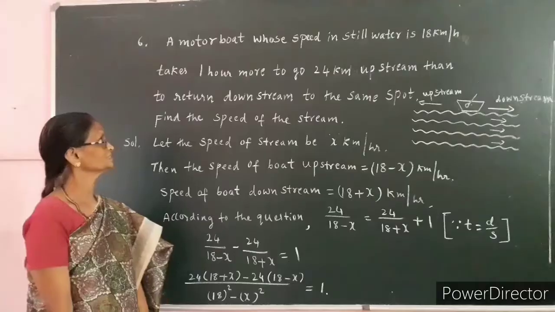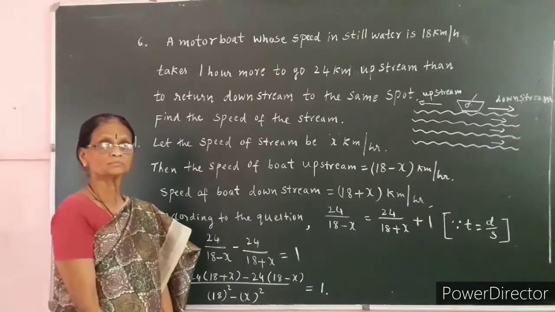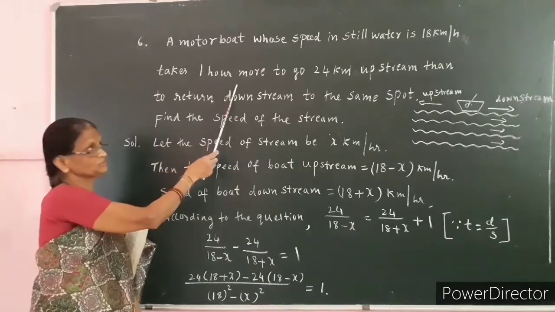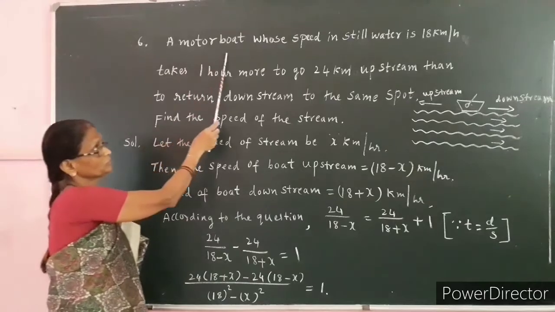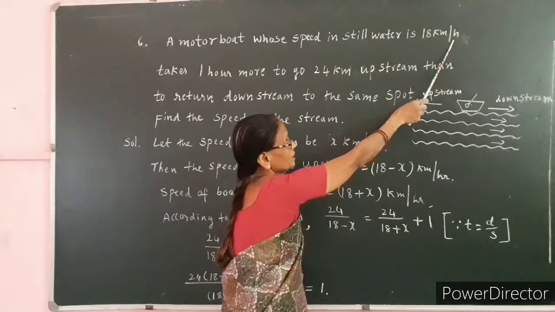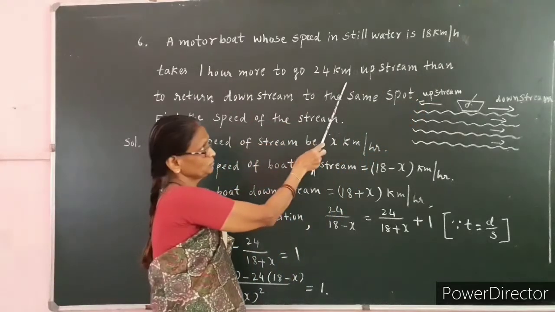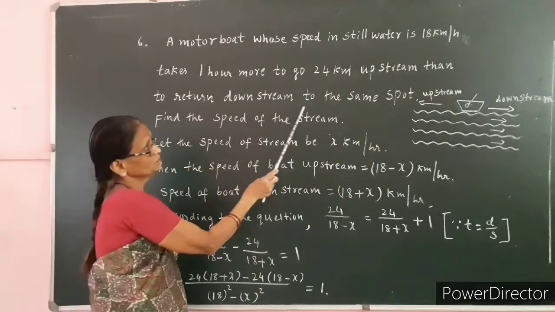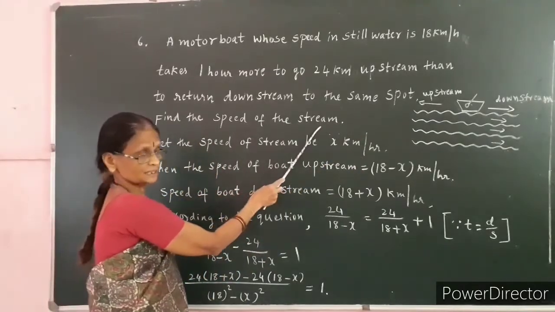Understood, children? Children, this is a very important problem from the examination point of view. Last year also we asked a similar problem. So, example 6: a motor boat whose speed in still water is 18 km per hour takes 1 hour more to go 24 km upstream than to return downstream to the same spot. Find the speed of the stream.